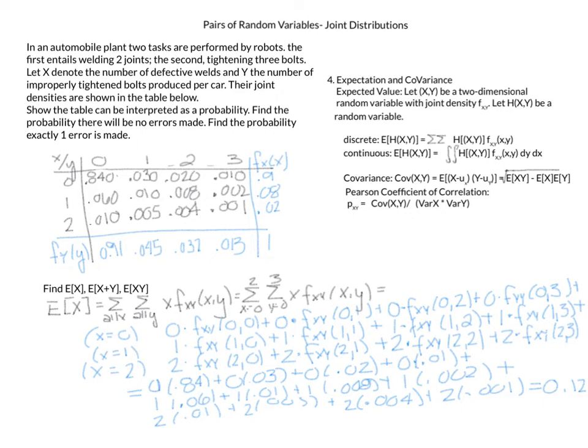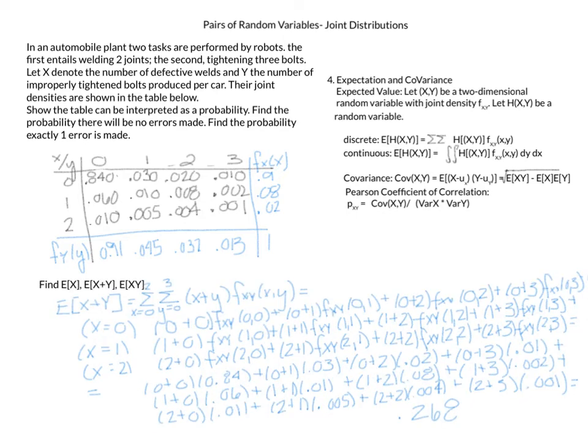Then I have x equals 1, so I'm going to loop through again with x equals 1 and y going from 0 to 3: f of 1, 0, 1, 1, 1, 2, and 1, 3, all times 1, because that's my function. Then x equals 2: 2 times f of 2, 0, 2, 1, 2, 2, 2, 3. And these are the numbers, and it works out to 0.12.